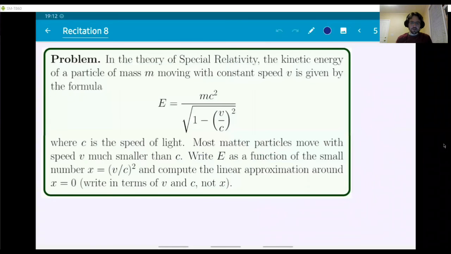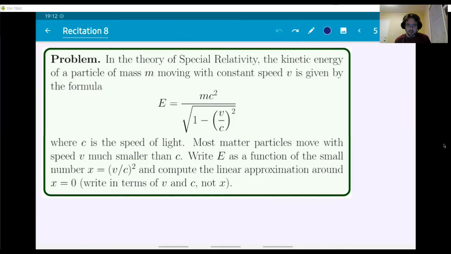I have another linear approximation problem here that's more conceptual. I hope you're going to find this one interesting. It's about physics. So in the theory of special relativity, Einstein's special relativity, if you have a particle of mass m and constant speed v, you can define the kinetic energy of that particle by this crazy formula here, where c is the speed of light.